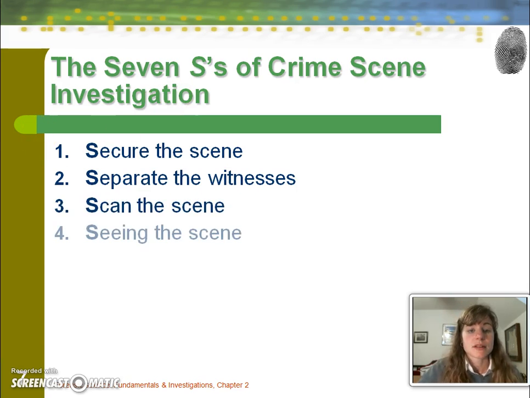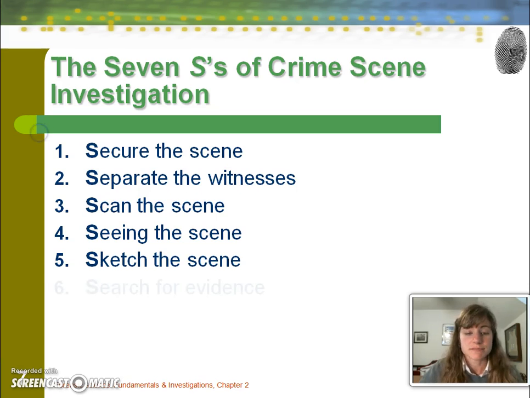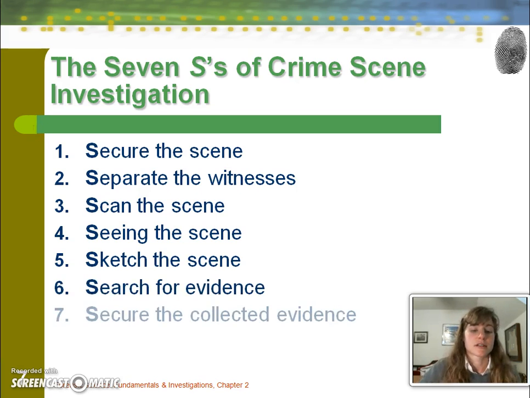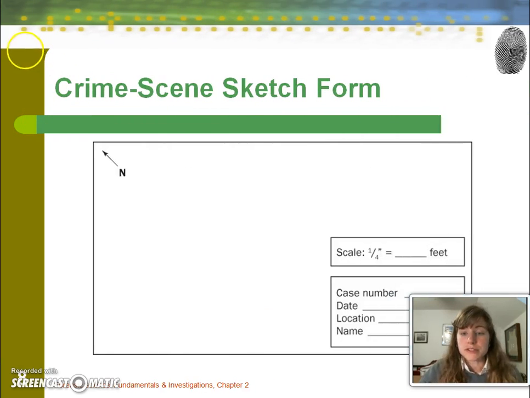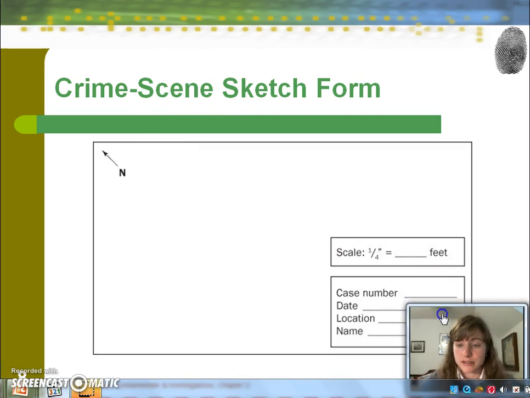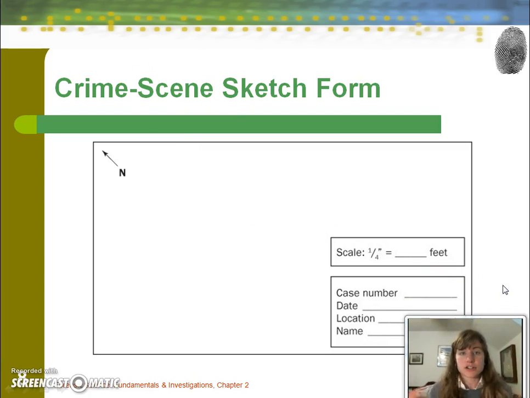Scanning the scene. Seeing the scene. And this includes an element of that deep observation that we talked about in a former lecture. Sketching. Searching for evidence, and then securing the collected evidence. So we're going to talk about the means of how to collect that evidence. So when sketching a scene, it needs to be done to scale. And even in this electronic age of technology, handwritten sketches can be very important while on the scene. So the idea is to put in essential case information as well as a scale.